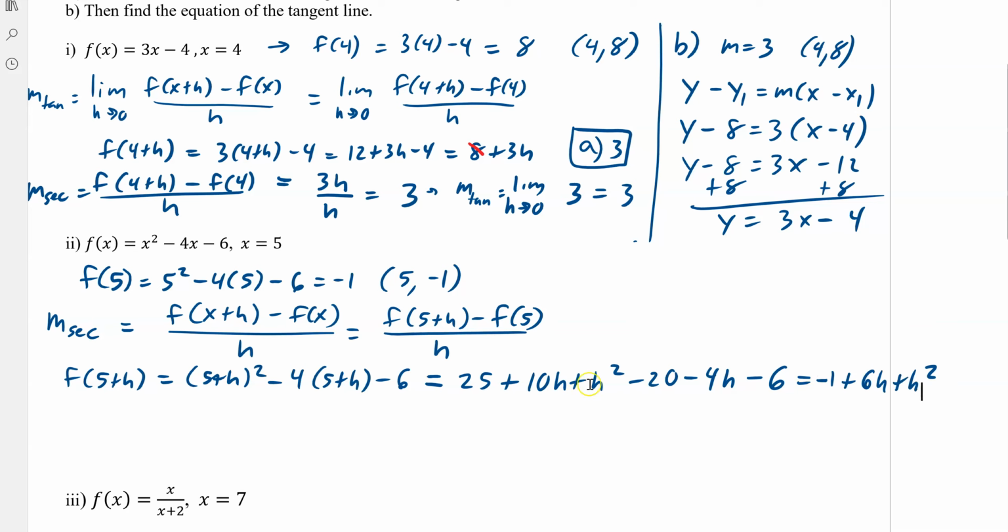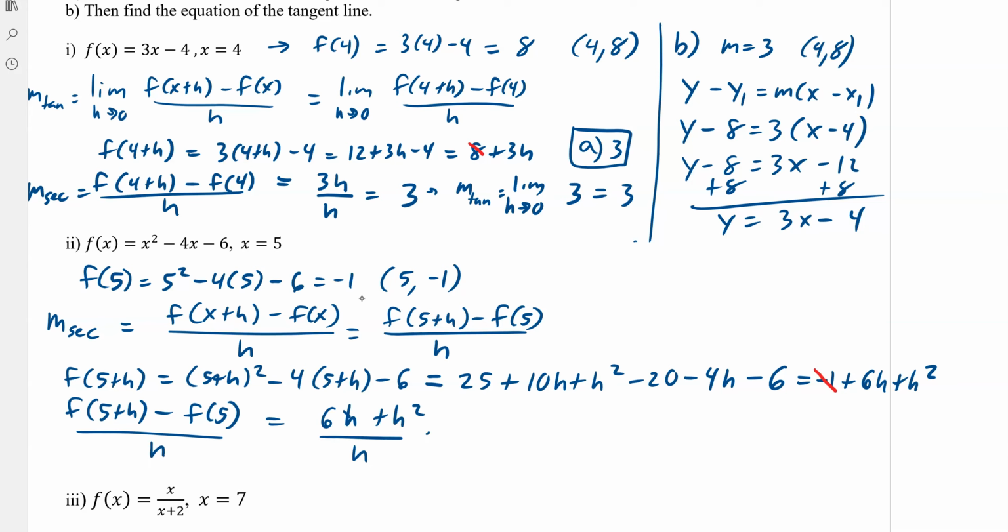So let's double check this. We have h squared. Check. The 10h and the 4h makes 6h, and then 25, take away 20, take away 6 is -1. Okay, so now we do f of 5 plus h minus f of 5, and all that means is to take that -1 and cancel it with that -1, because that's our f of 5. So we end up with 6h plus h squared. Now if we divide everything by h, it cancels off an h, giving us 6 plus h, and that's the slope of our secant.